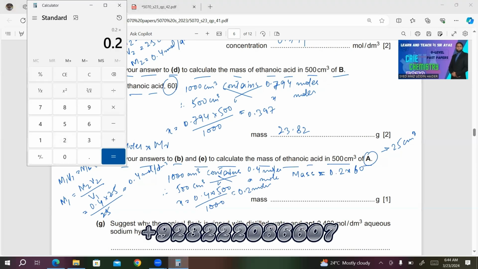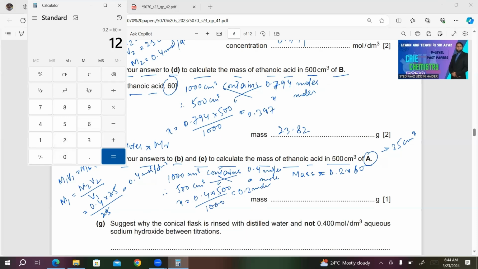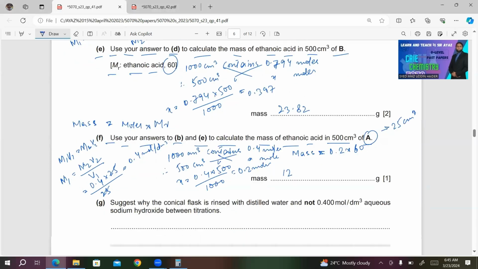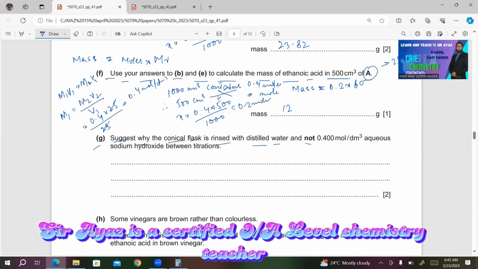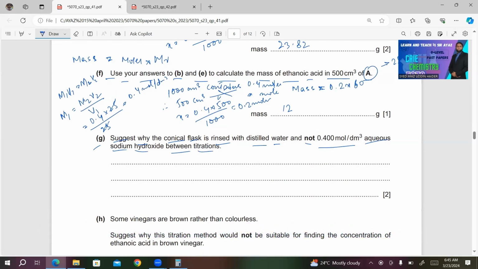0.2 multiplied by 60, and we will get 12 gram. So this will be the final answer. G. Suggest why the conical flask is rinsed with distilled water and not 0.4 mole per dm cube aqueous sodium hydroxide between titrations. So distilled water is used to remove any chemicals present in it. We can't use NaOH because definitely some of the sodium hydroxide would remain in the flask and more ethanoic acid would be needed. So you can write any two from these statements.